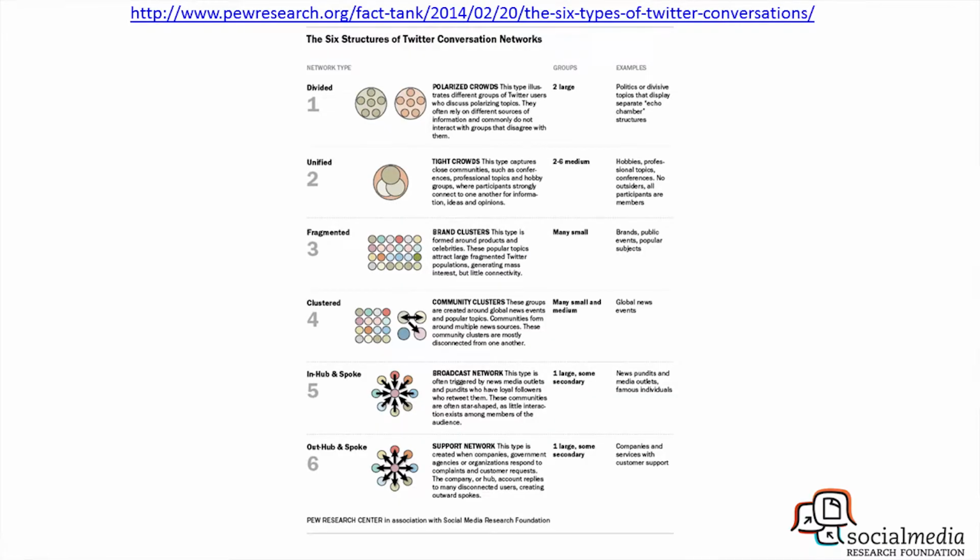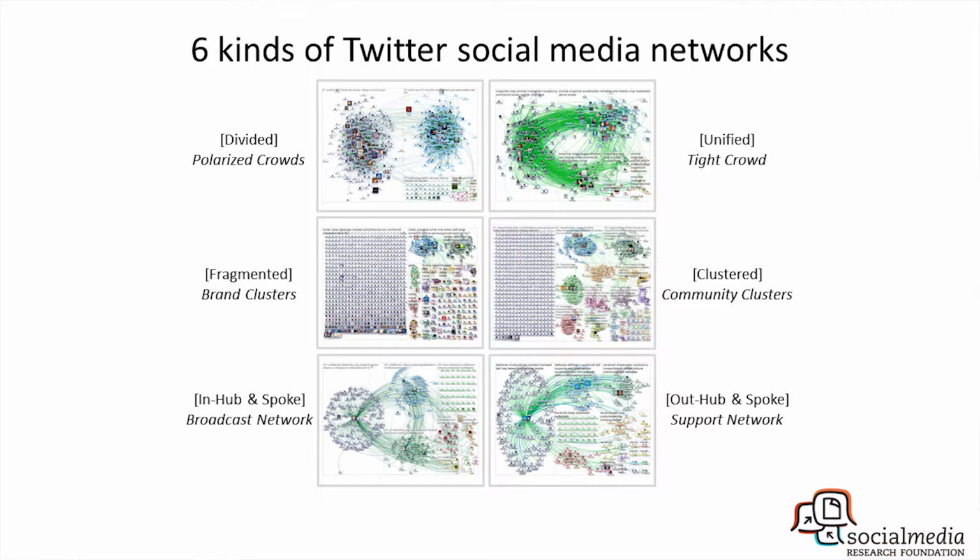This is the clustered community pattern. It's basically brand, but you've got more of the communities on the side. This is the hub and spoke pattern we call broadcast. And this is the same pattern, but it's actually the mirror opposite. Instead of the arrows going out, I tweet, a lot of people retweet me, the arrows point inward. The opposite happens in support.